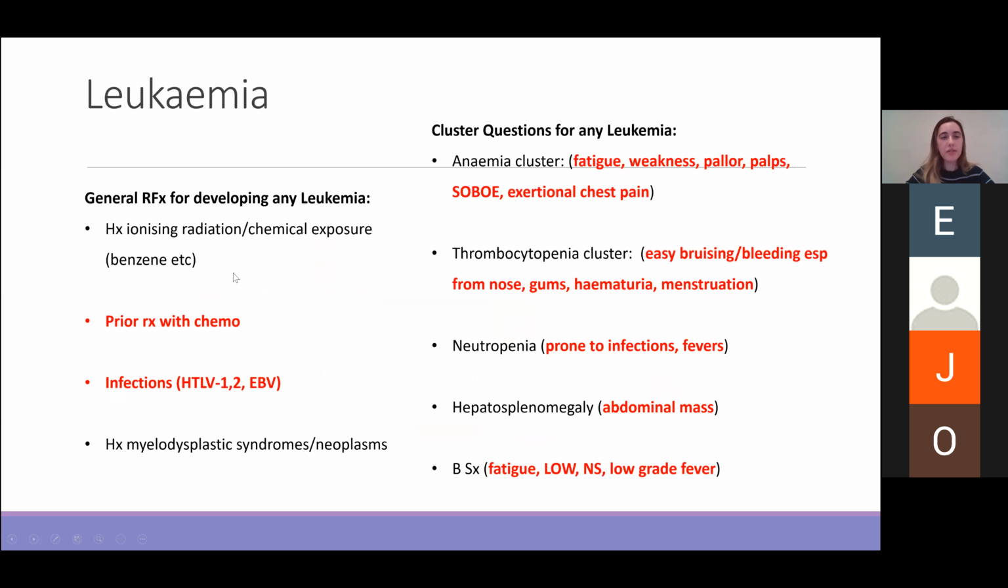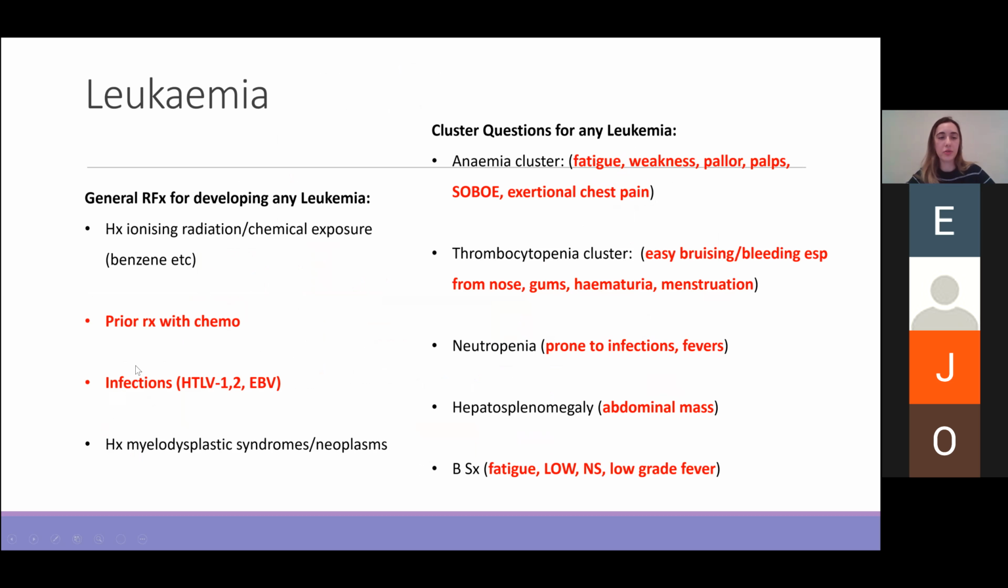So for leukemias, I've just again tried to really make it quite simple. So you've got some risk factors for developing any type of leukemia. Particular important ones are chemo.